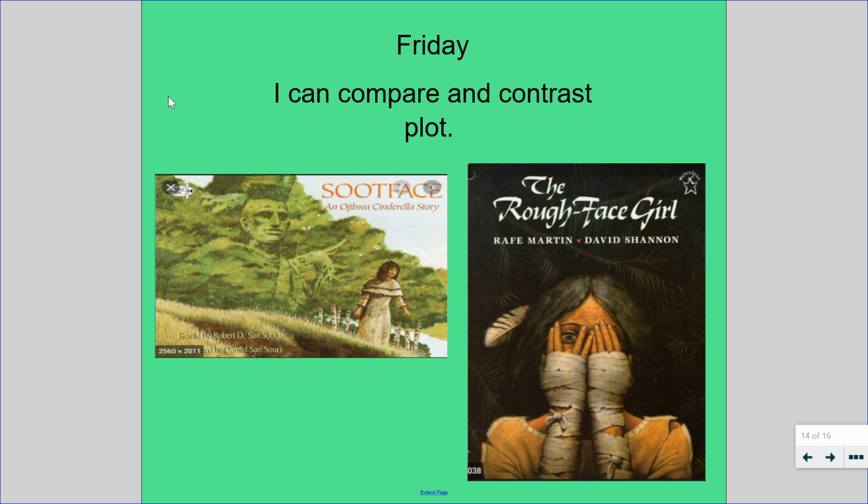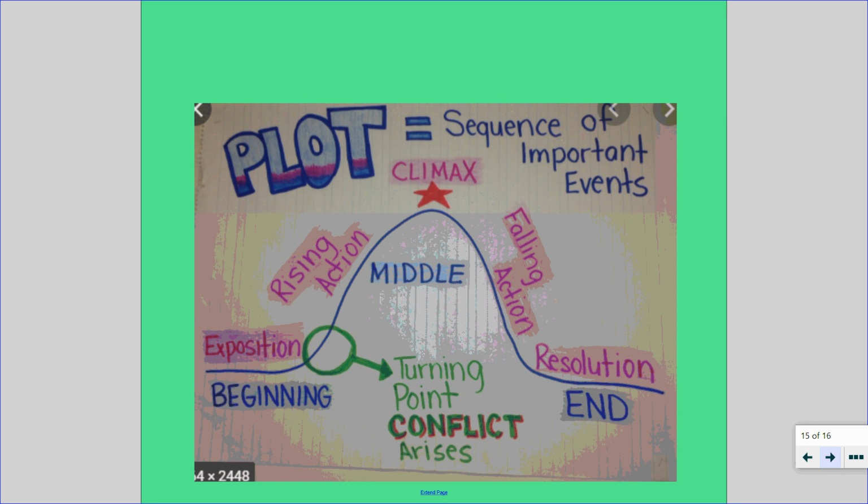This is Miss Ramsey. Today's lesson is for Friday, March 20th, and we are going to continue our lessons on comparing and contrasting. But today we're going to zoom in on plot, and we're going to talk about how the plot of Sootface and the plot of the Rough-Faced Girl help us understand the stories even more. So let's talk about plot.